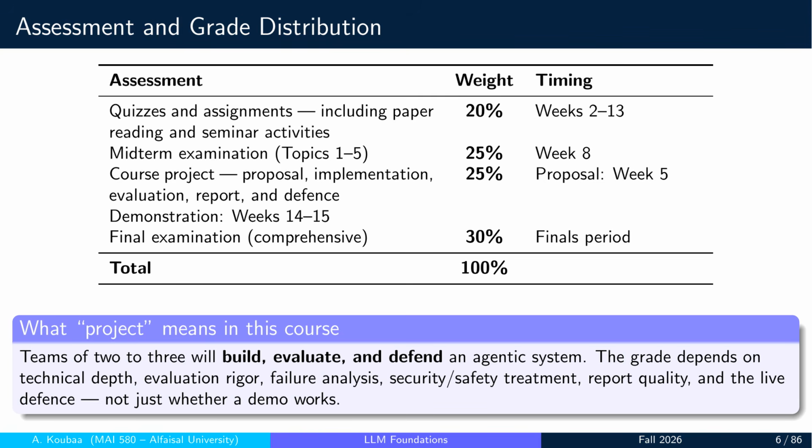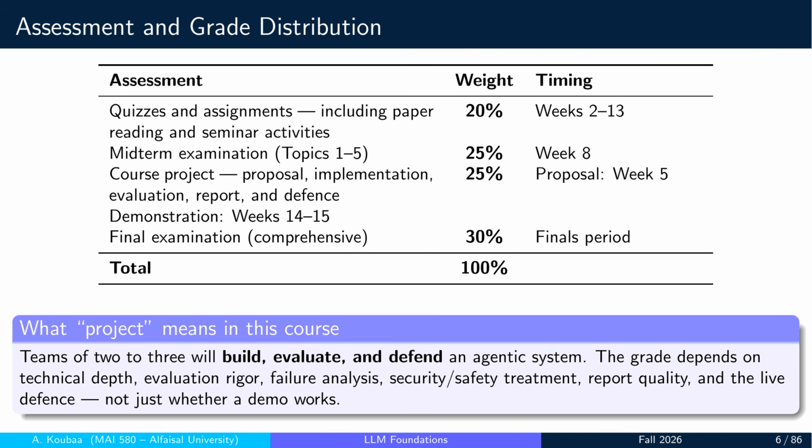Notice what we reward. 20% is sustained preparation, quizzes, assignments, paper reading, and seminar activities, spread across weeks 2 through 13. 25% is the midterm in week 8. 25% is the course project. 30% is the comprehensive final examination. Again, the grading policy, the weights, and the dates live in the syllabus on e-learning. This slide is a summary, and the syllabus governs.